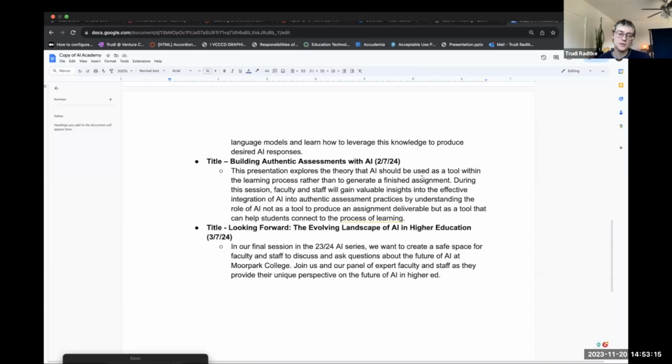We decided to end this with a panel, basically because we want faculty to get involved. We want them to be excited and not nervous, because we know that's what's going to generate conversation. So this last one is going to be a panel. We already had a ton of faculty sign up. We're really excited about the turnout for this one. So that is a very brief overview of this AI Academy, the thinking behind it, titles and descriptions of sessions.